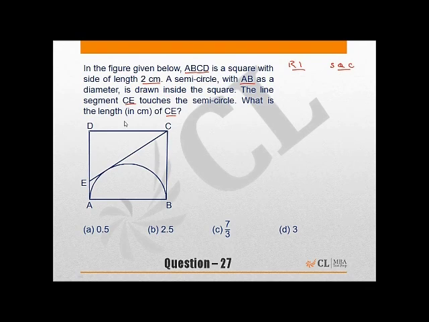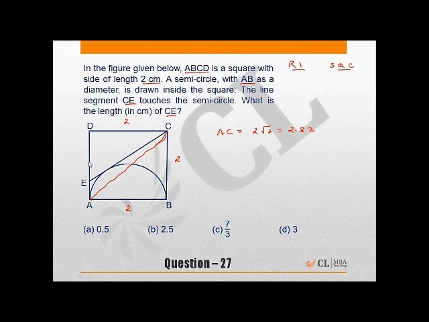The question says this is a square of side 2 centimeters. And on AB, there is a semicircle drawn with AB as the diameter. CE is a tangent, and we need to find the length of CE. Now, supposing it was not CE but AC. Supposing it was here. The length of AC would be equal to, since there is a square, 2 root 2, which is 2 times 1.414, so I am taking it to be 1.41.